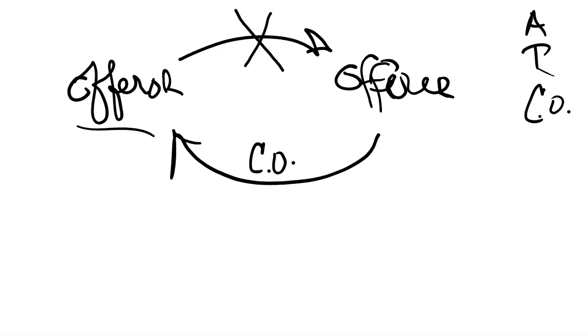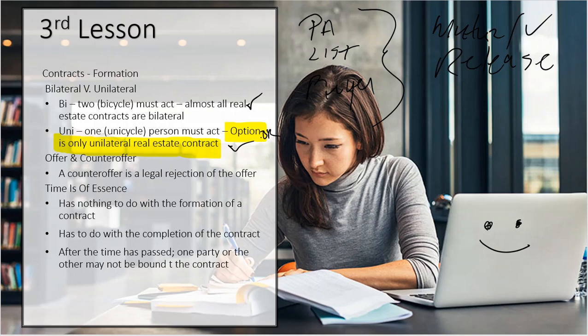Meaning that once the counter has been given back, it is a legal rejection of this original offer. That offer is now gone and cannot be activated or exercised again. All right. So that is the offer and the counter offer. And at some point, obviously, we've got to get to the acceptance so that they can form the contract.